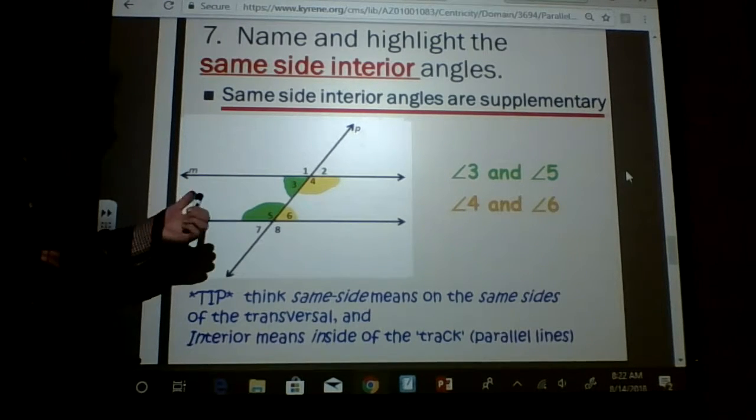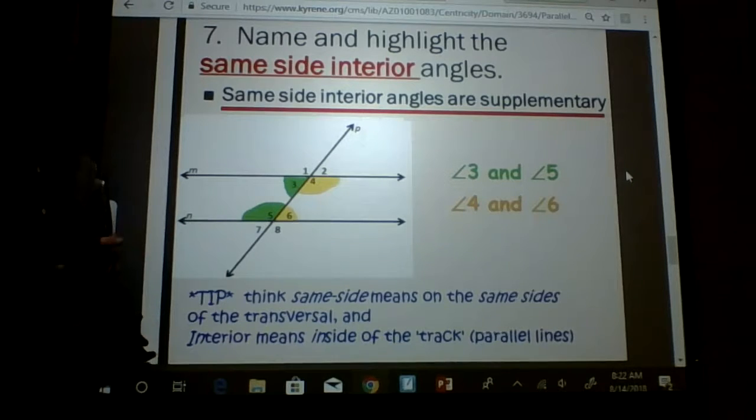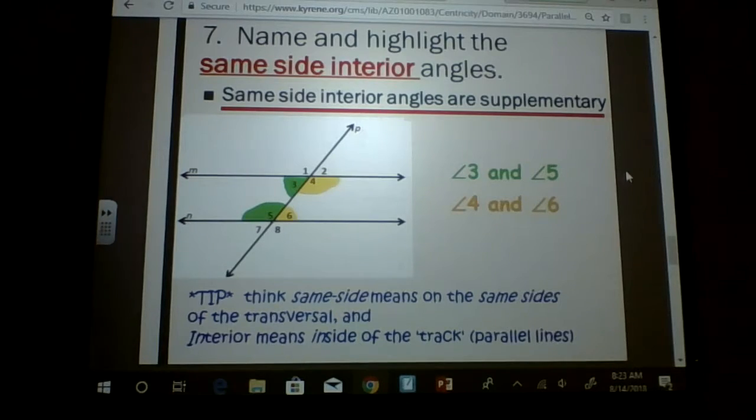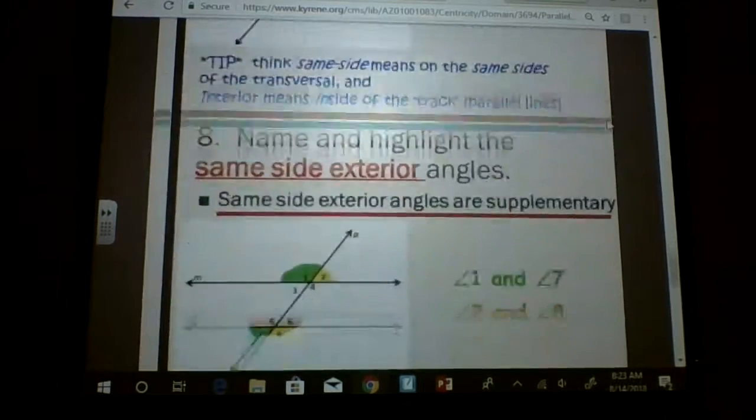Now these are not congruent. These are not the same measure, but they are supplementary. And remember, supplementary, as we talked about yesterday, means they add up to 180 degrees. So they're not congruent, but they are supplementary. Okay, pause there if you need to. If not, we are moving on.